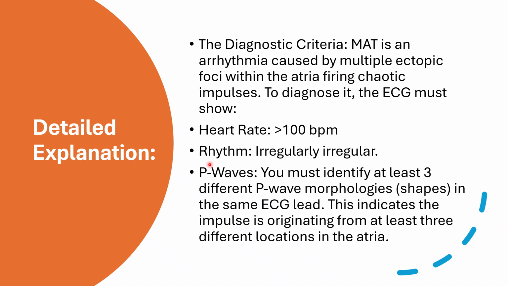So this slide is just reiterating what I was saying. Multifocal atrial tachycardia is caused by multiple ectopic foci within the atria, firing chaotic impulses. That's why every P wave looks different, because it's coming from a different part of the atria. The rhythm is irregular. The two most common rhythms which produce an irregular rhythm and pulse would be atrial fibrillation and multifocal atrial tachycardia.